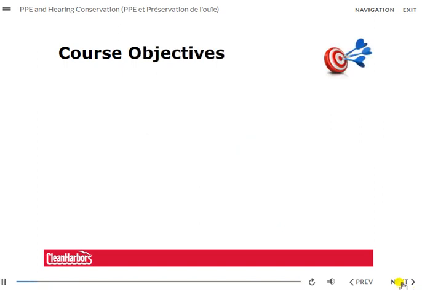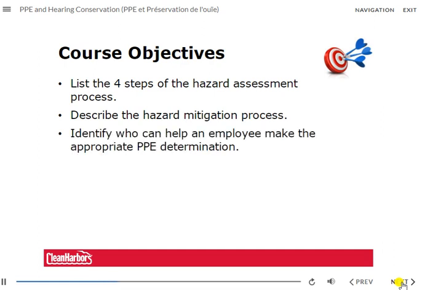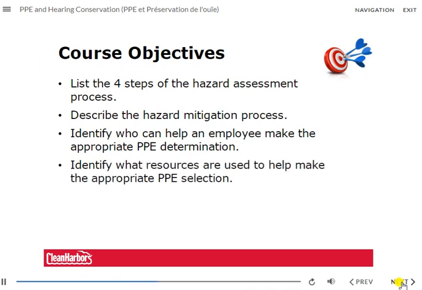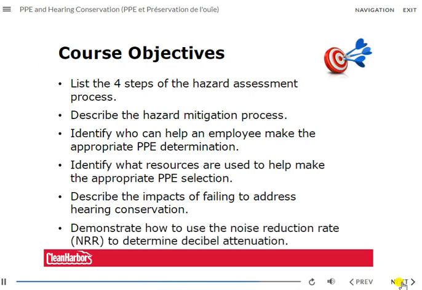The learning objectives for this course are: list the 4 steps of the hazard assessment process, describe the hazard mitigation process, identify who can help an employee make the appropriate PPE determination, identify what resources are used to help make the appropriate PPE selection, describe the impact of failing to address hearing conservation, demonstrate how to use the noise reduction rate, or NRR, to determine decibel attenuation.